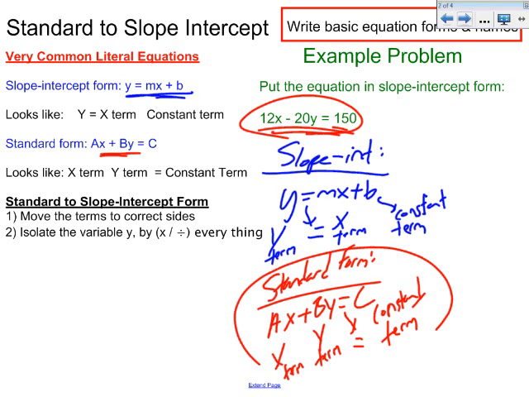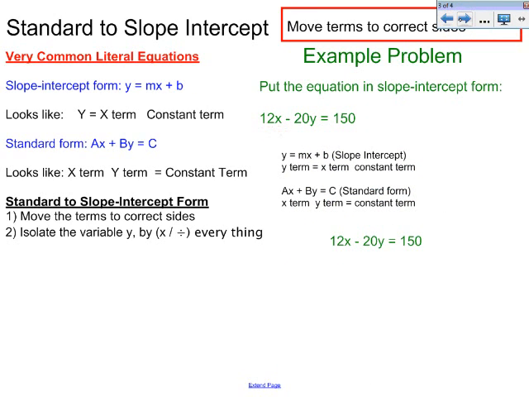In this case, we have 12x minus 20y equals 150, so that's standard form. It's x term, y term equals number. So, we want to go from standard to slope-intercept, so we've got to move the x term to the correct spot. So right now the x term is in front, it should be at the end. So we do the opposite, plus 12x, which is negative 12x.